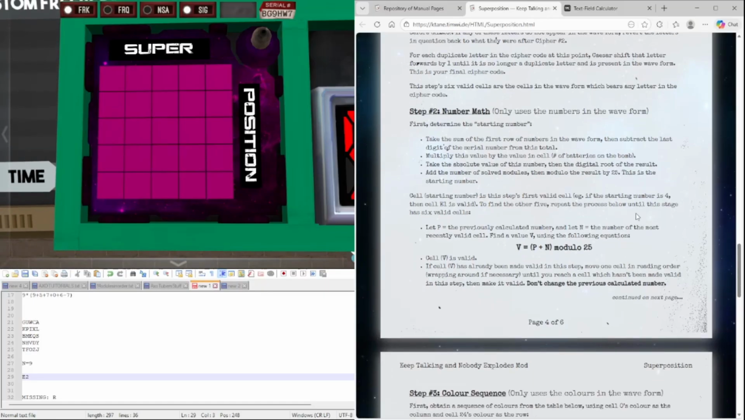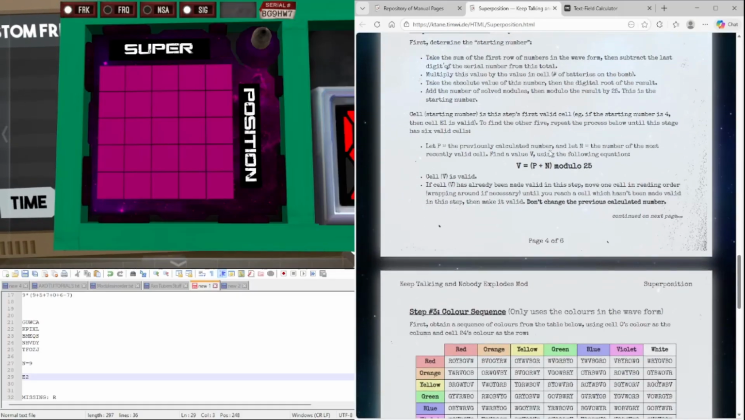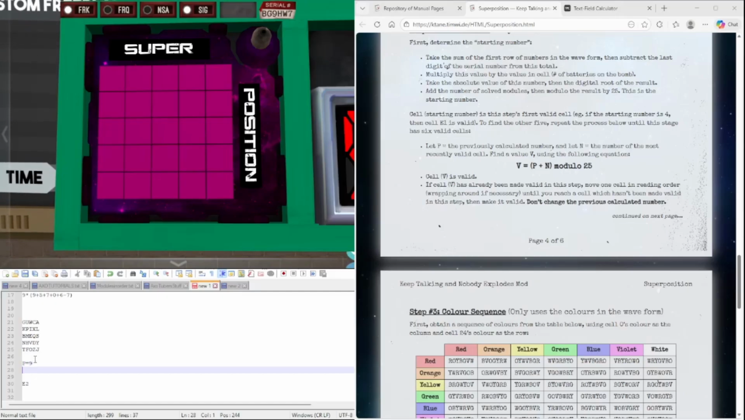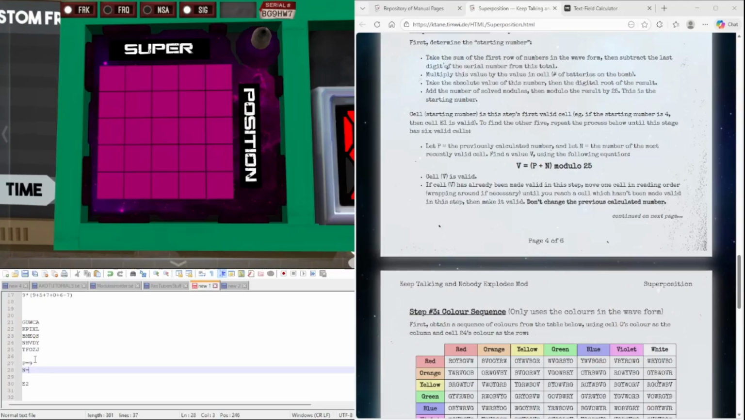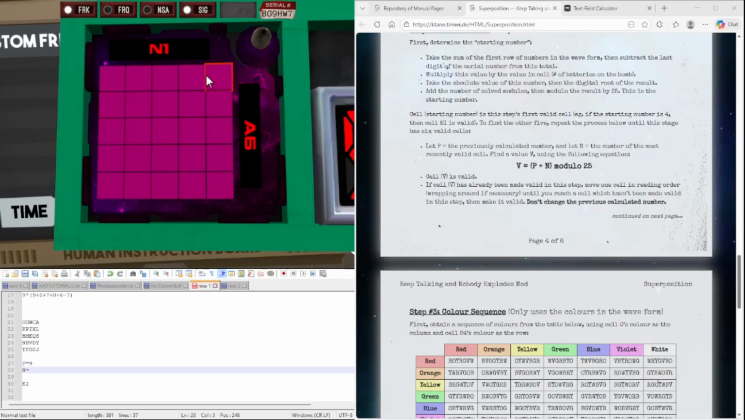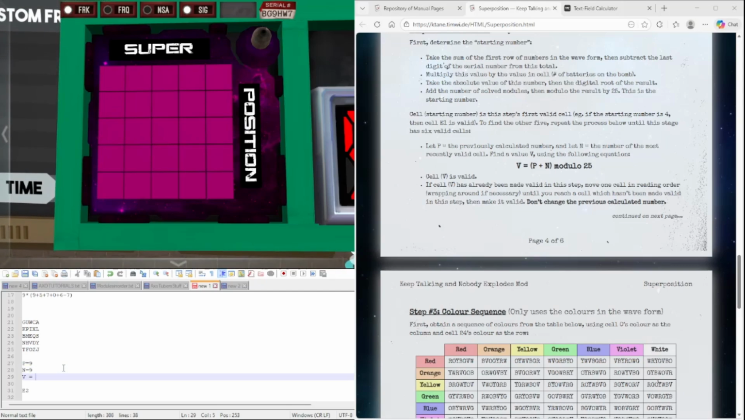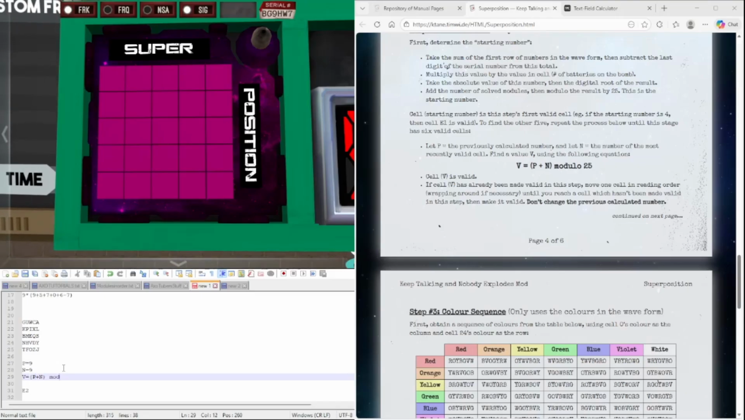Find the other 5 and bring the braces below until the stage has the value cells. P is a previously calculated number. So this is P, actually. 10 is the number of the most recently valid cell. 9. With V equals P plus N mod 25.